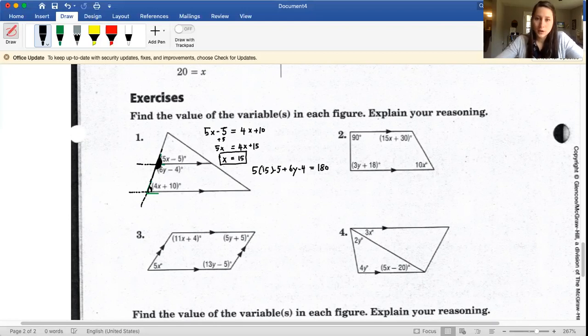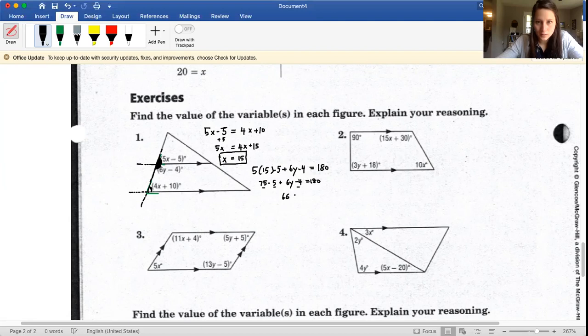I can first work out my numbers. So 5 times 15, what would that be? 75, I think. Let me double check. 75 minus 5, I'm going to bring everything down. Okay, and then I'm going to work all my like terms out here. So I've got 75 minus 5 minus 4. And that would be 66.